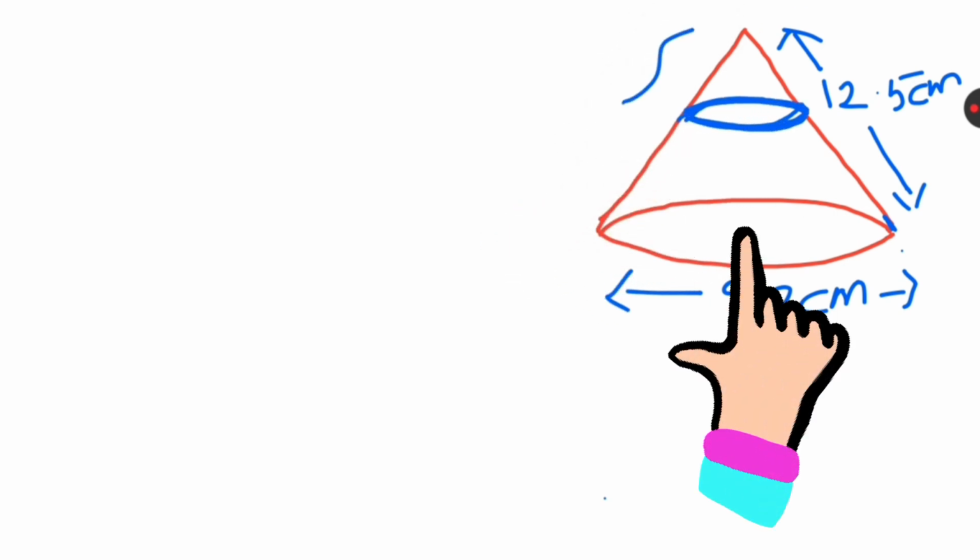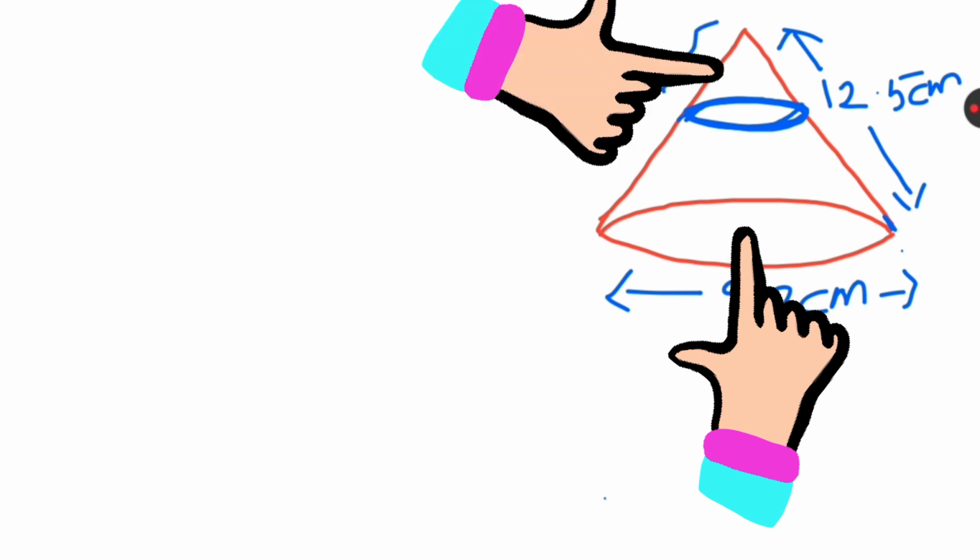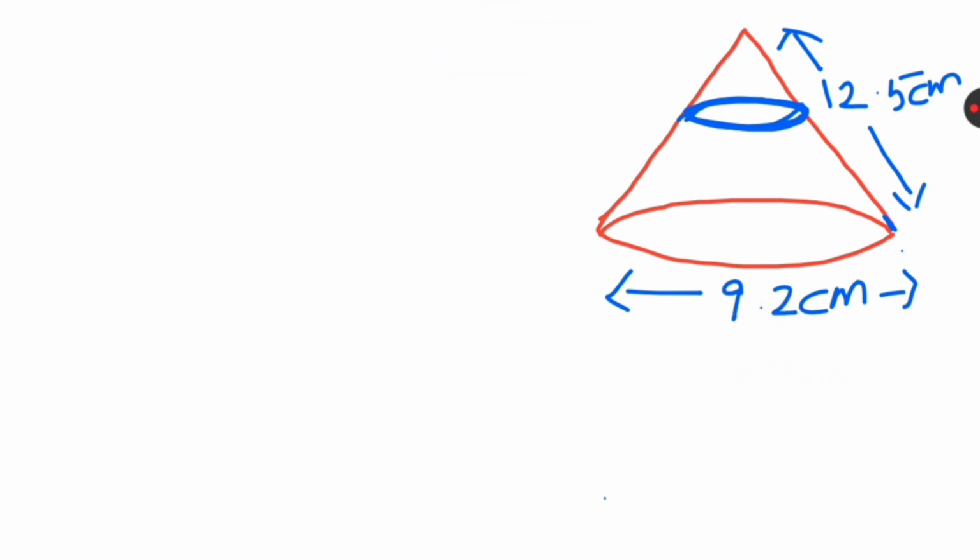One is the larger cone and this is the smaller cone. So now we have two cones. In between, a solid is formed. This solid length is 5.5 centimeters. So now our question is to find the volume of this solid.